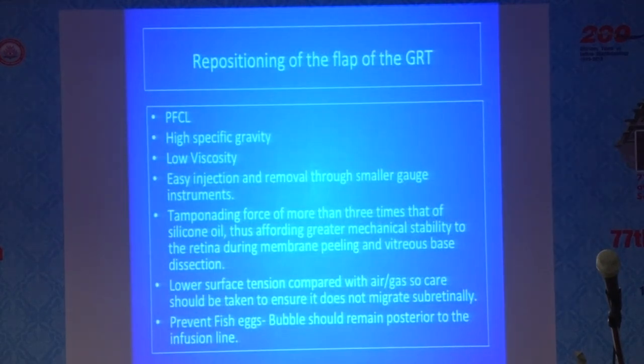The second important maneuver that we have to do while doing a vitrectomy is to reposition the flap of the giant tear. We have moved on from the era where sometimes the surgery used to be done in a prone position to invert that flap because of the use of the PFCL. The PFCL has really come to our help.